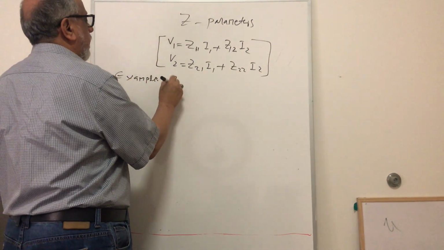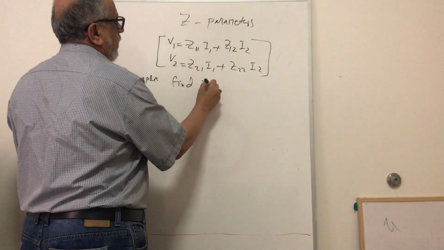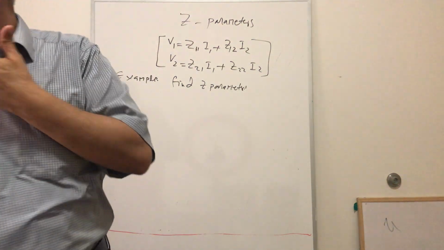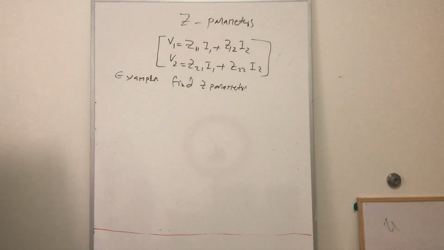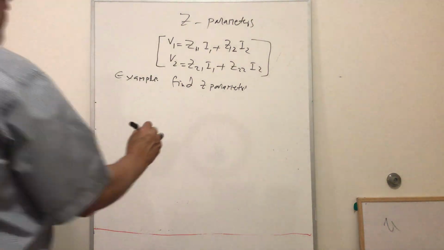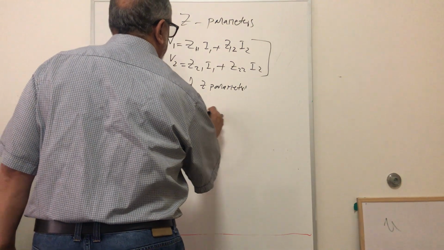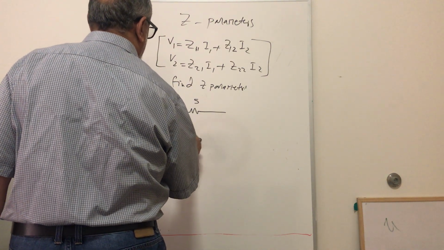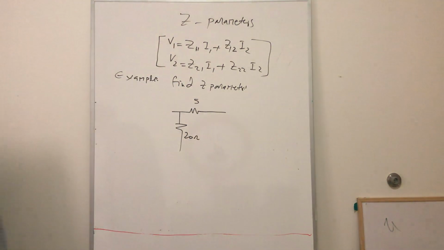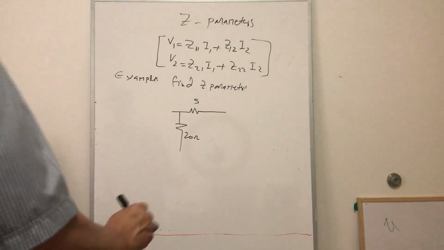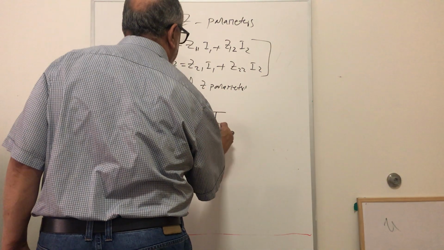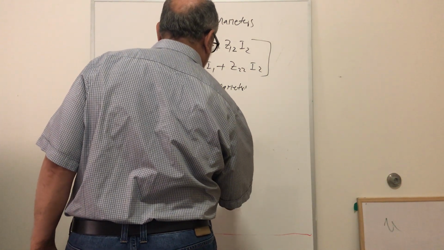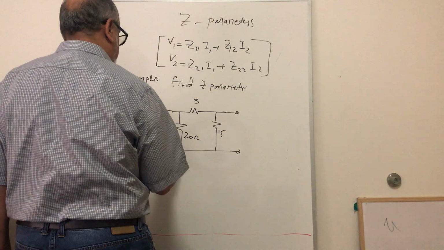Just to find Z parameters. Okay. So the example is we have a network where we have 5 ohms, 20 ohms, 15 ohms. Okay, so these are the resistances here.